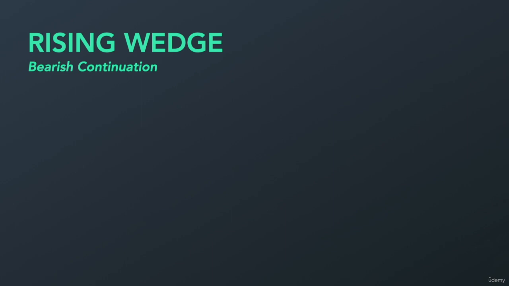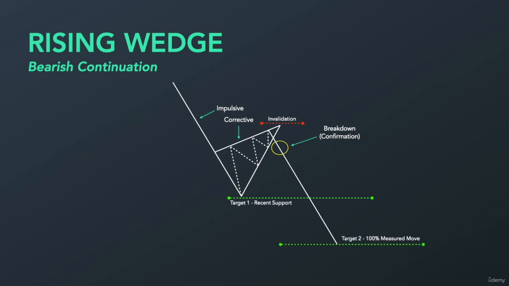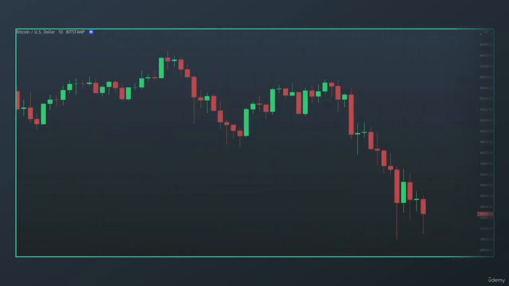Rising wedge, bearish continuation. So this is the opposite of falling wedge. So we have to see an impulsive move downside followed by a corrective move that will form into a rising wedge. All right. So we are anticipating another move downside and we will wait for a breakdown. So this would be our confirmation. Invalidation is above the high, and for our target, first target would be recent support, and then second target is a measured move. Let's have an example.